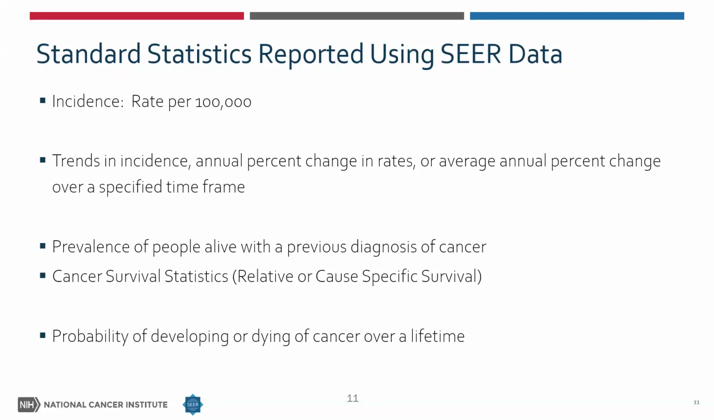We also calculate prevalence of people alive with the previous diagnosis of cancer in the latest calendar period. Because we have information on cancer patients' follow-up and cause of death, we are able to calculate survival statistics. And finally, we have information on probability of developing or dying of cancer over a lifetime period.